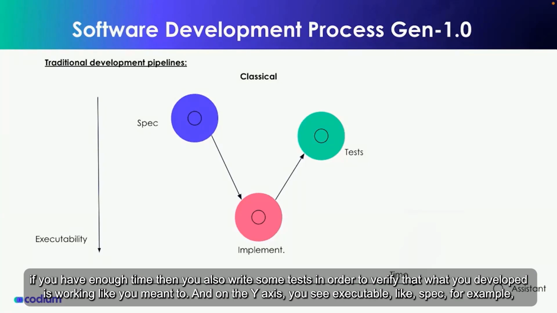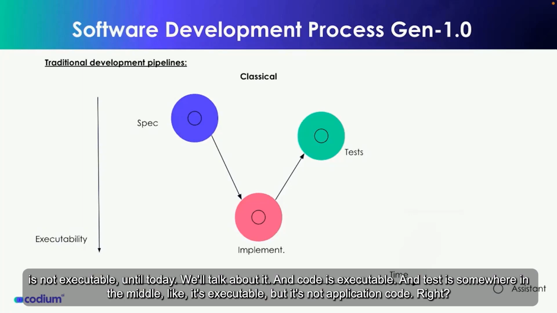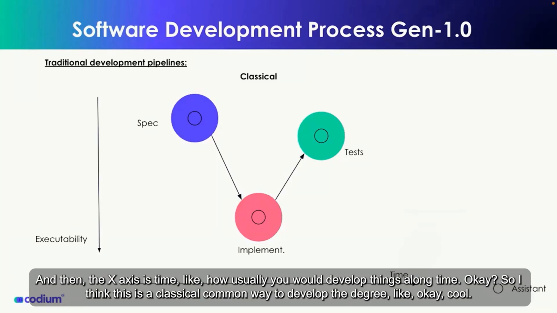On the y-axis, you see executable. The spec, for example, is not executable to this day. We'll talk about it. Code is executable, and test is somewhere in the middle: it's executable, but it's not application code, right? And the x-axis is time, like how you would usually develop things over time. I think this is a classical, common way to develop. Do you agree? Okay, cool.